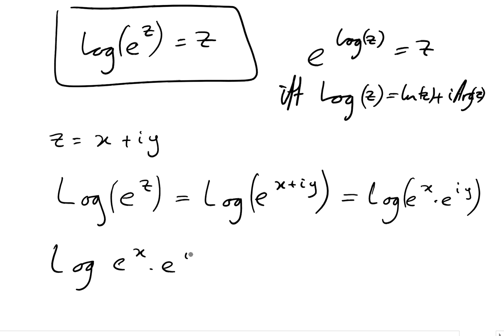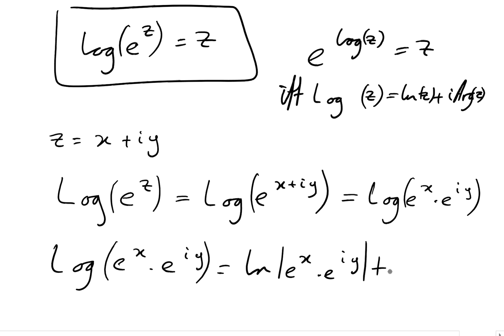So how can I rewrite the principal logarithm of e to the x times e to the iy? Look up here: the principal logarithm of z is equal to the natural logarithm of the thing inside the bracket plus i times the principal argument of the thing inside the bracket. My something now is e to the x times e to the iy. So this is ln of e to the x times e to the iy, plus i times the principal argument of e to the x times e to the iy.